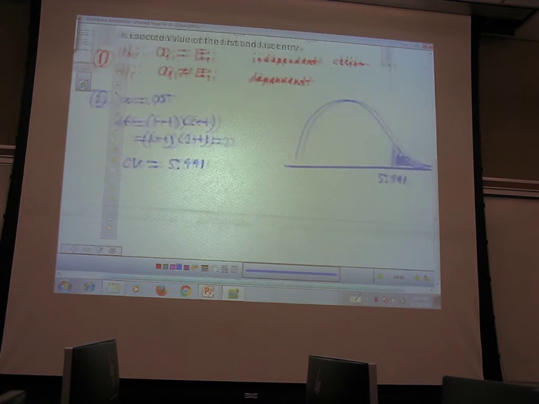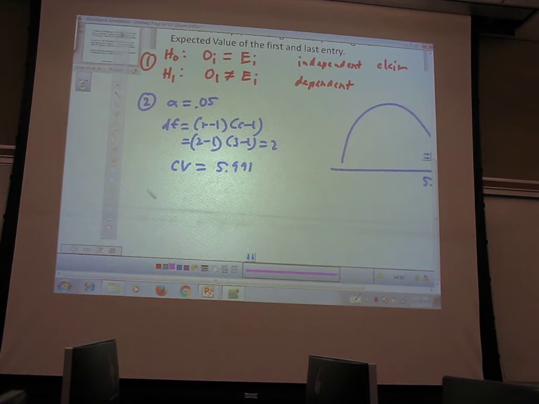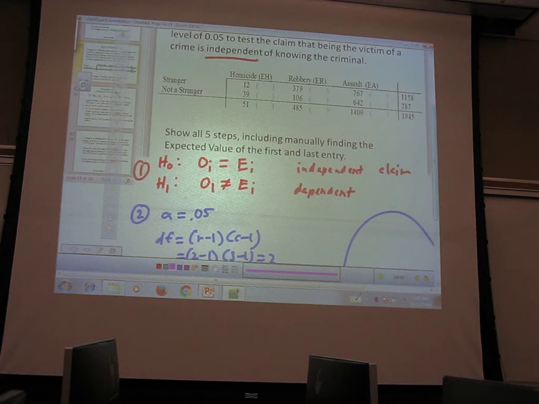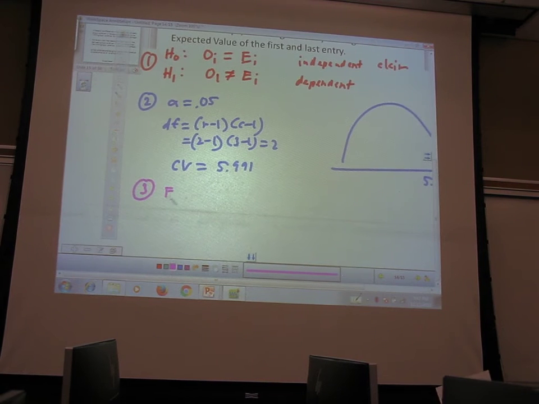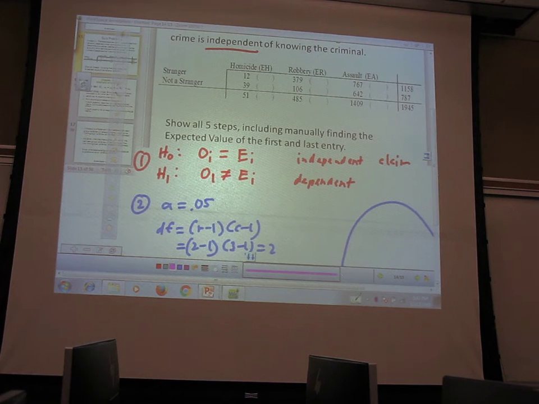Emily, what do you do next? You have to find your test stat. Yep. So first you need to find your 2 expected values, your first one and your last one. So my first one's going to be called E of what? What's my row? E1,1. And how do I find that? Emily, what do I do with that one? You have to take 1,168 times 51 and then divide it by 1945.